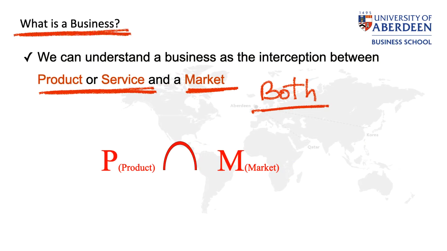Let's quickly go back to the definition of a business. A business is a product intercepted with a market. Now, how does this interception take place? It takes place due to a price. Now, how are prices determined?